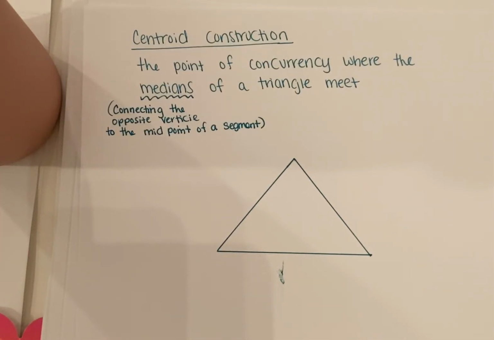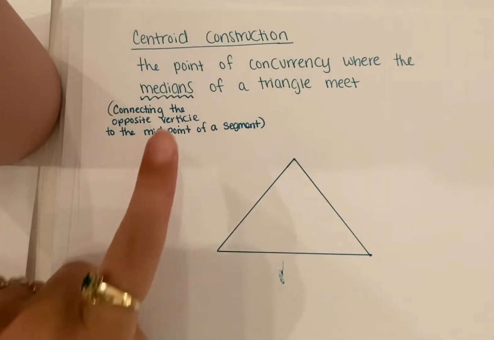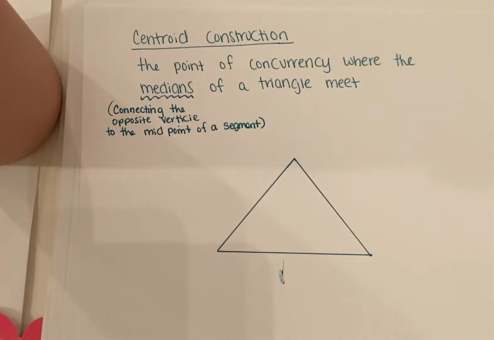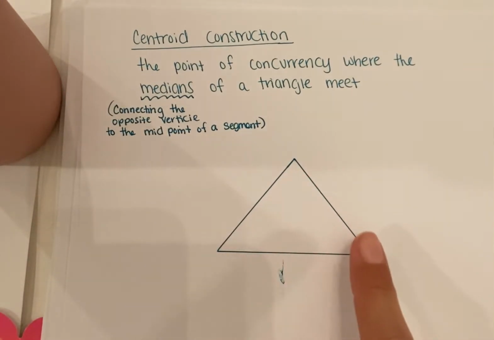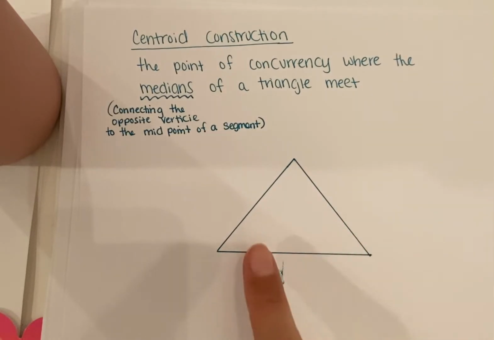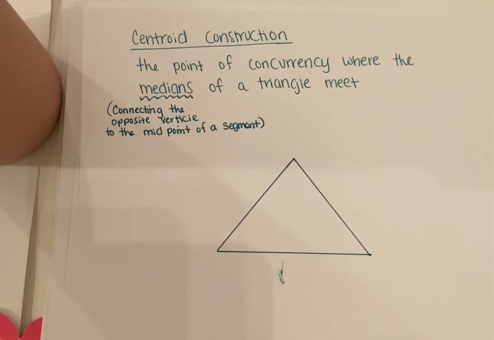So for a centroid construction, this is the point of concurrency where the medians of a triangle meet. A median is where you connect the opposite vertice to the midpoint of a segment. So if I'm talking about this segment over here, the opposite vertice to that segment would be here. This is the one where we did the folding of the piece of paper just to start to learn what a median was of a triangle.